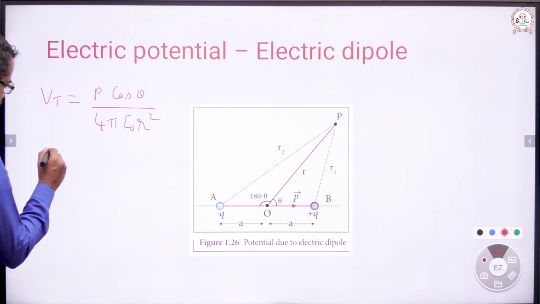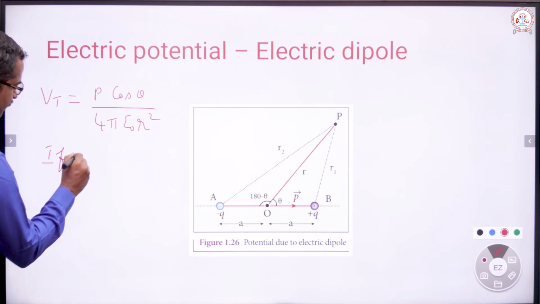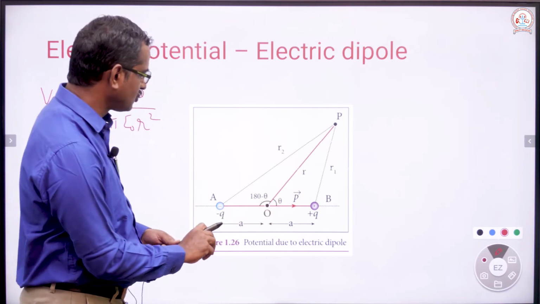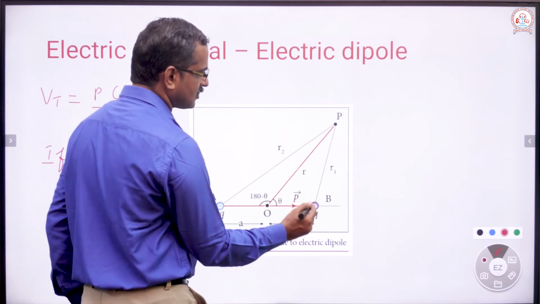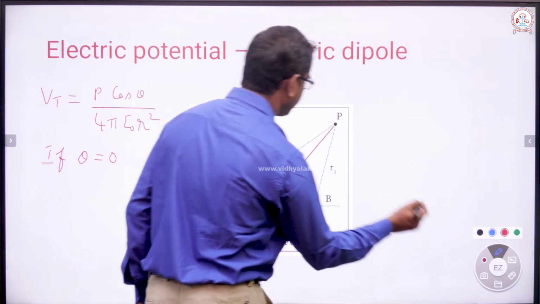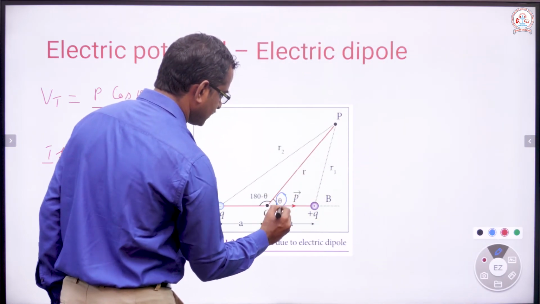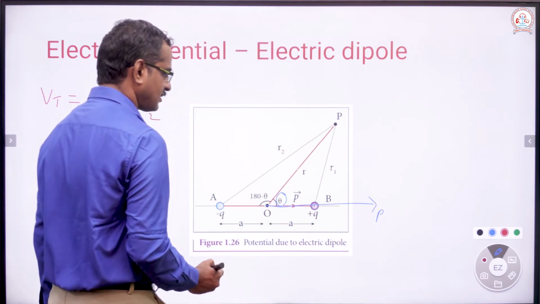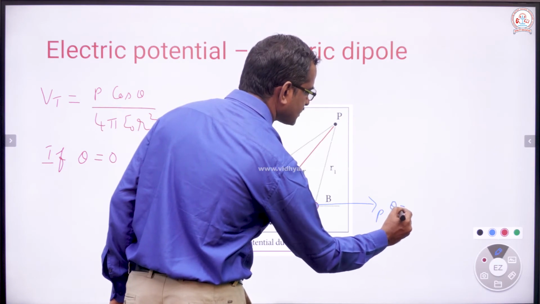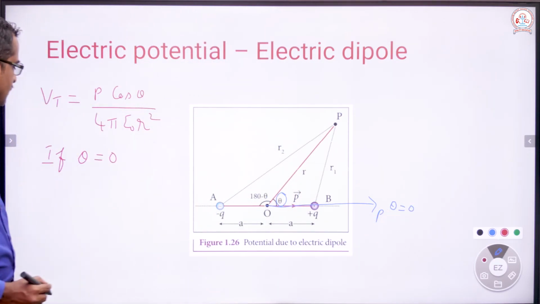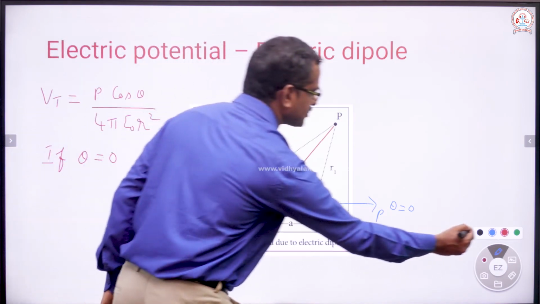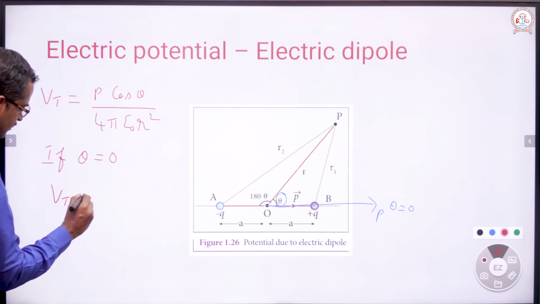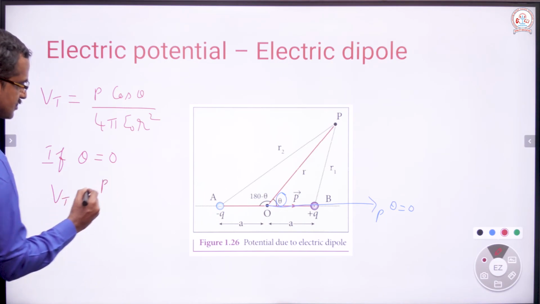If theta is equal to 0, it means that the point P is along the axial line. In this case, theta is equal to 0. If theta is equal to 0, then the total potential V is equal to p cos theta, cos 0.